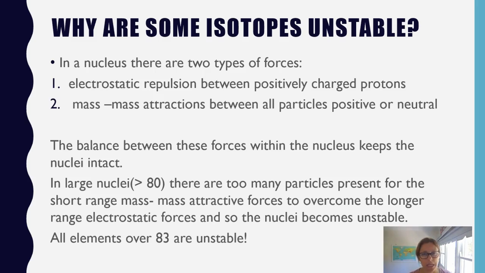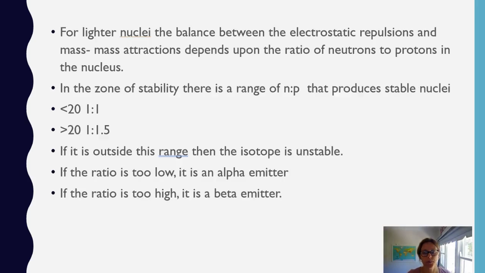So if we've got a really big nucleus, and we consider anything above 80, there's too many particles in that nucleus for the mass attractive forces, so the mass pulling the particles together, I suppose, to overcome the other electrostatic forces, so the number of protons. There's too many there, so it's unable to overcome that, and so the nucleus becomes unstable. So all our elements over 83 are unstable elements, although there are some under 80 that can have isotopes that are unstable.